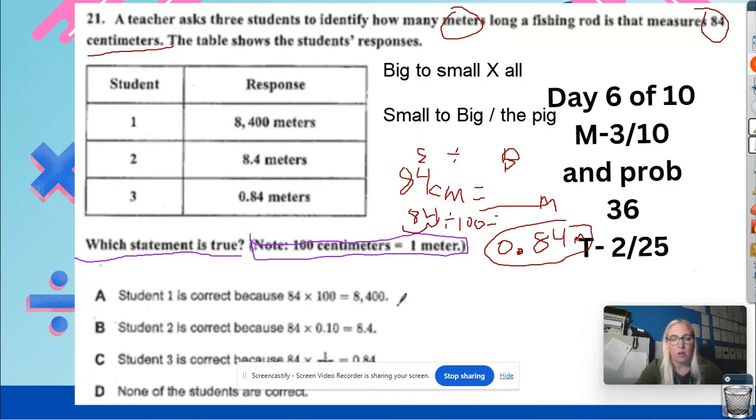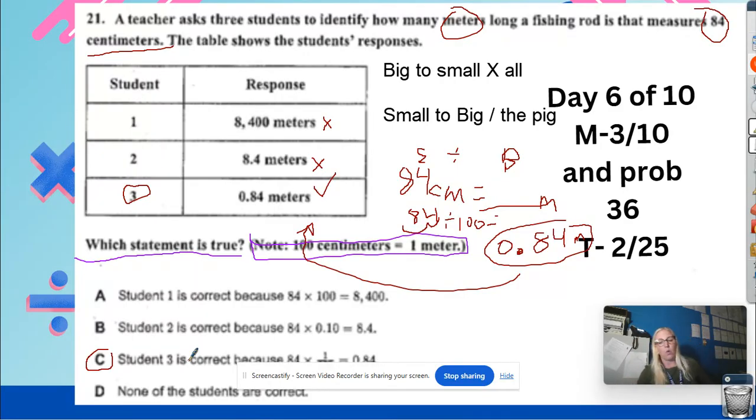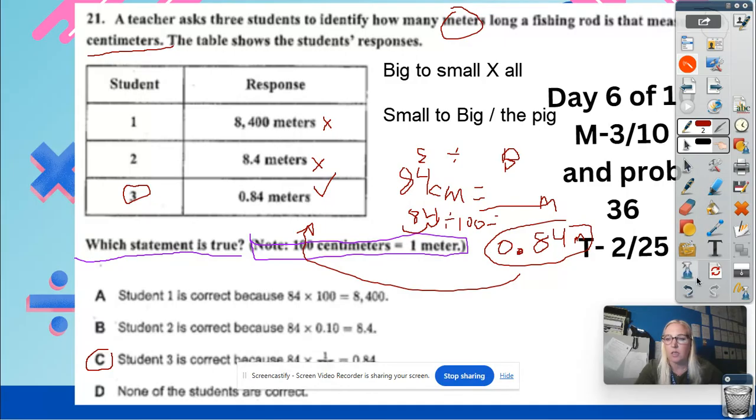Then I come over here and look at my options. Student 1 is correct, student 2 is correct, student 3 is correct, or none of them is correct. Do I have an option where it's 84 hundredths? A is not, B is not, C is, student 3. So which one is correct? That would be student C. It is correct because they do 84 times 1/100th, which is the same as 84 divided by 100. All right, so there is our answer and explanation to problem 21.